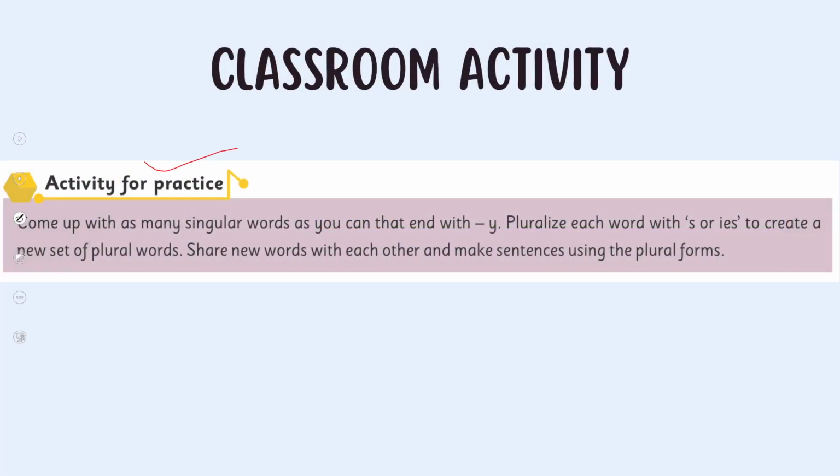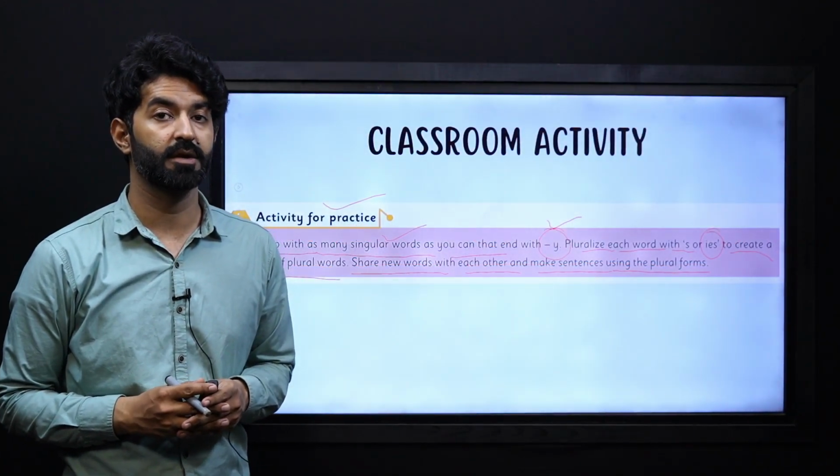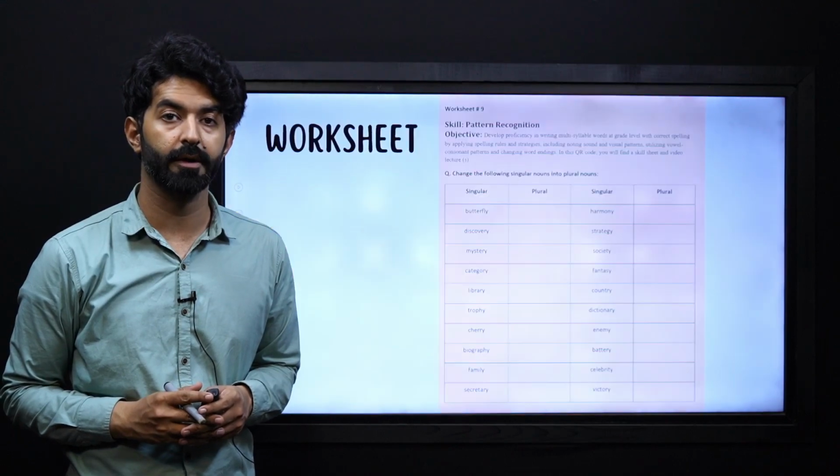We have the question: come up with as many singular words as you can that end with Y. You have to write all the words that come into your mind, singular words that end with Y. Pluralize each word with S or IES to create a new set of plural words. Share new words with each other and make sentences using the plural forms. So it's a very interesting classroom activity. I hope you enjoy doing it.